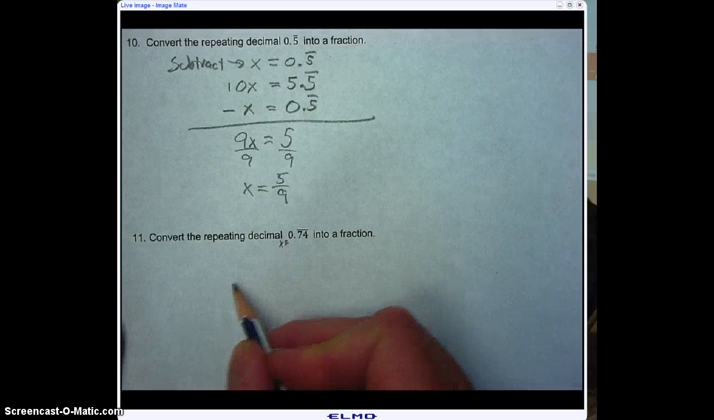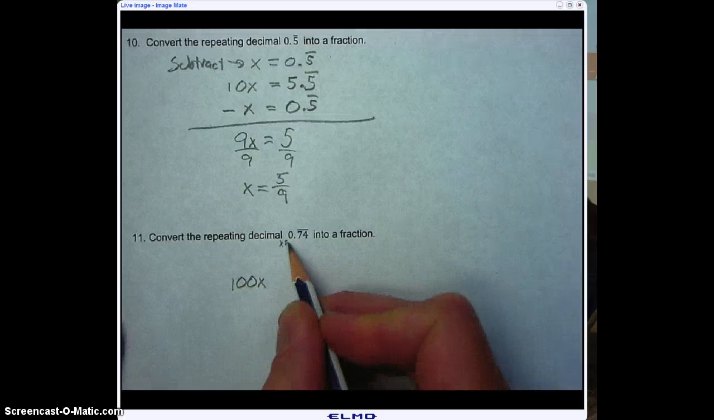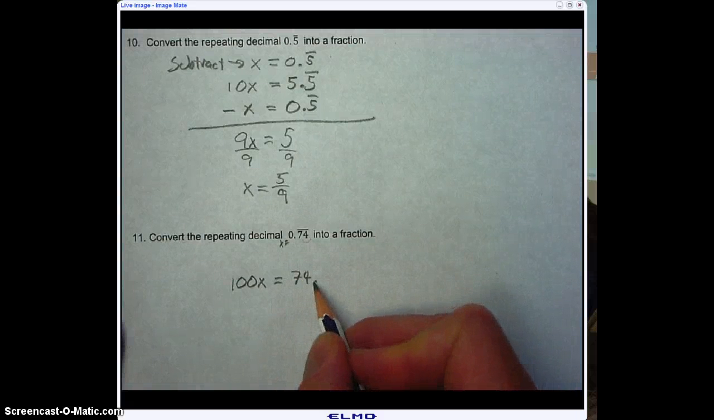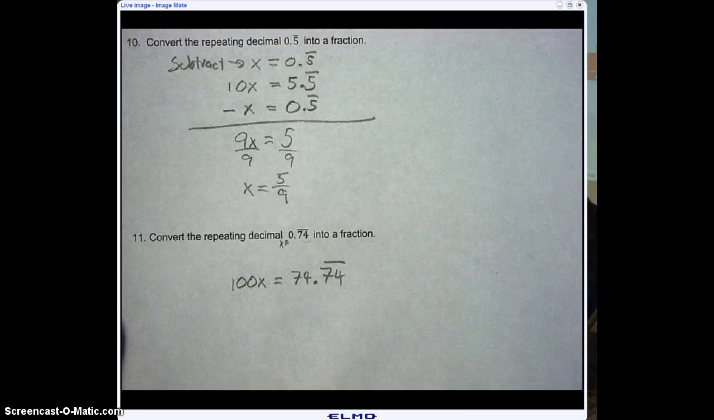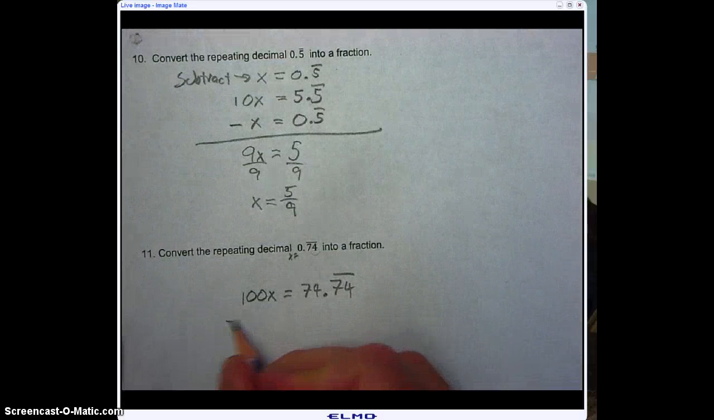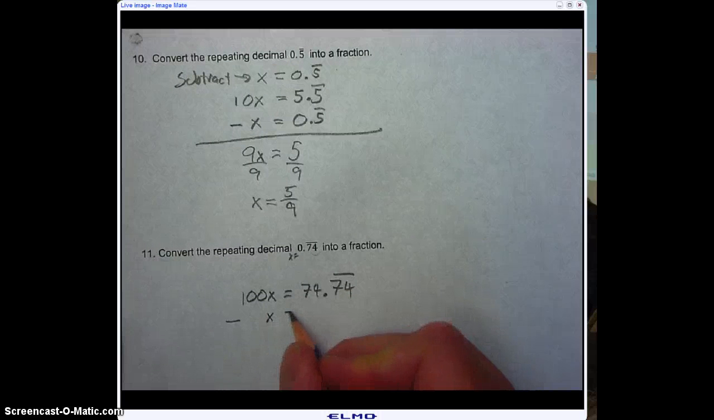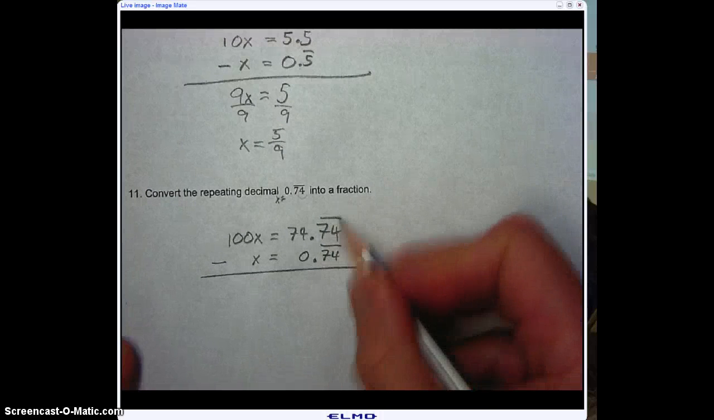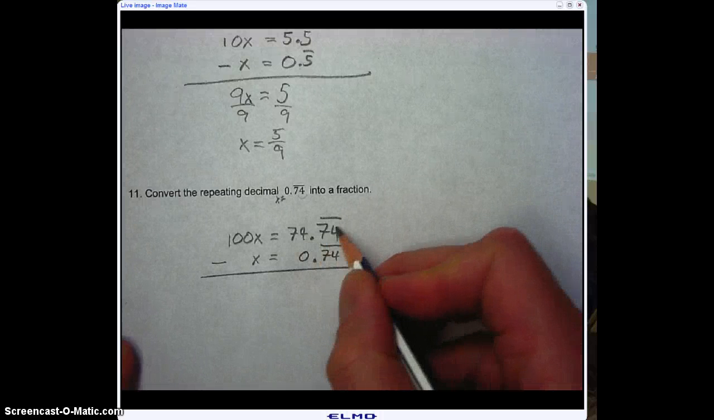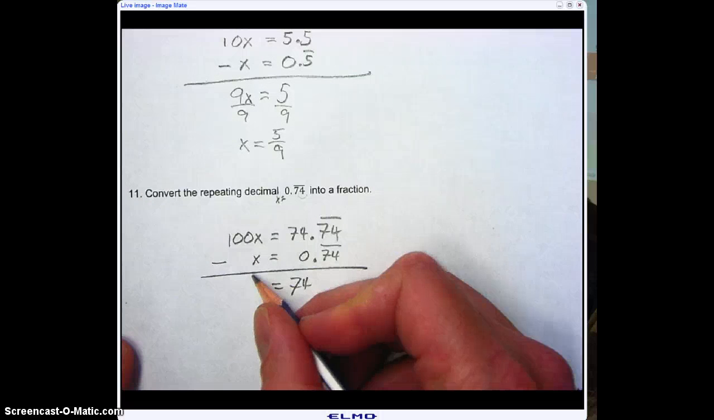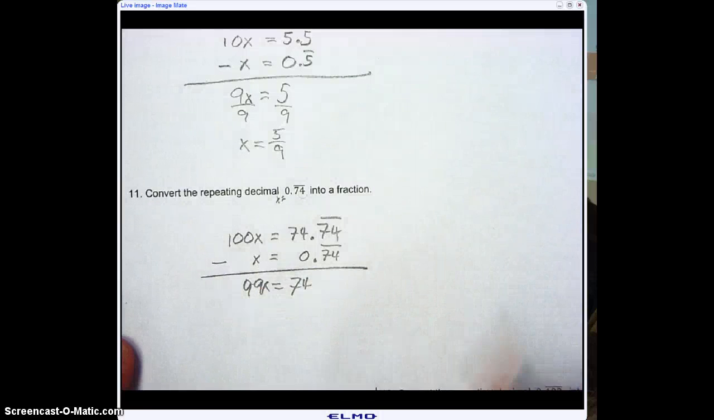So again, here's x. So x equals, and if I multiply this by 100, if I just move the decimal twice, I get 74.74 repeating. Just like I did with the last one times 10. Okay, and then I'm going to subtract from that the original equation, x equals 0.74 repeating. And the whole point is that the repeating part needs to go away, needs to cancel, and it does. So if I take 74.74 repeating minus 0.74 repeating, you end up with just 74. And over here, 100x minus x is just 99x.